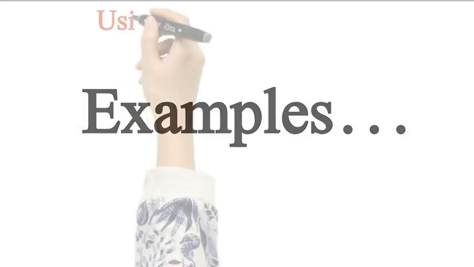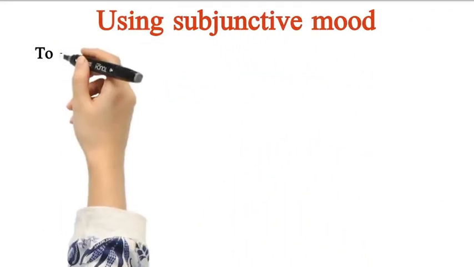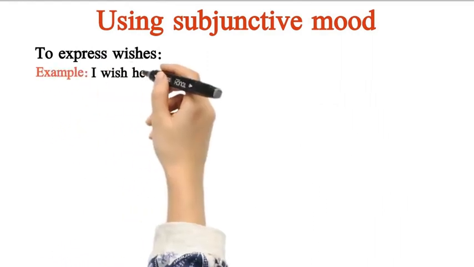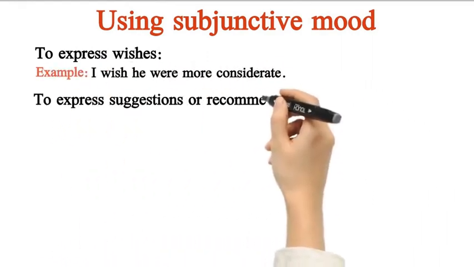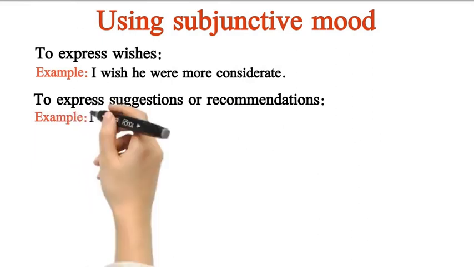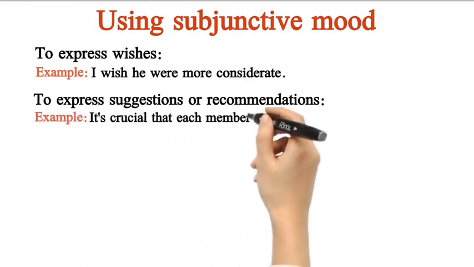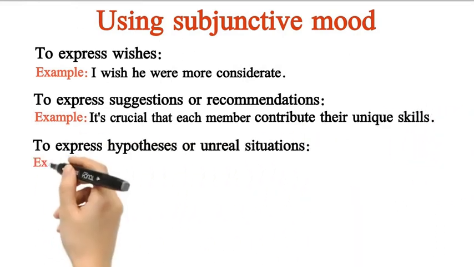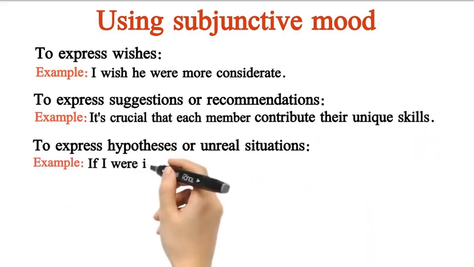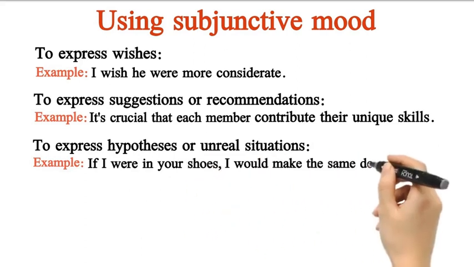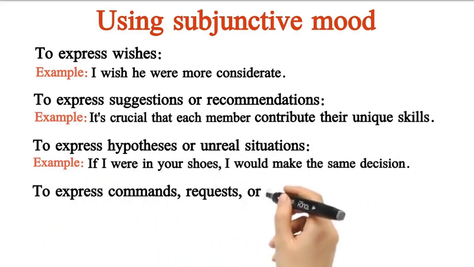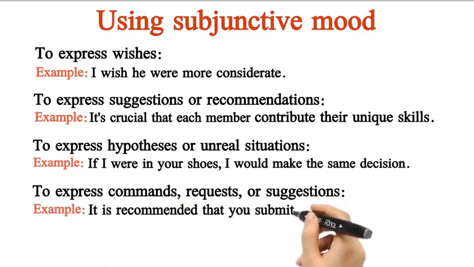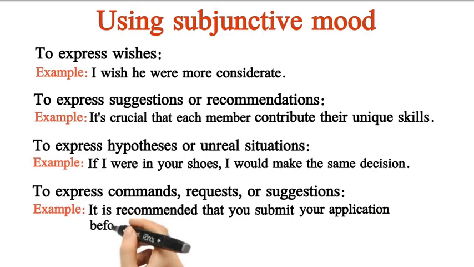Examples. Using subjunctive mood to express wishes. Example: I wish you were more considerate. To express suggestions or recommendations. Example: it's crucial that each member contribute their unique skills. To express hypotheses or unreal situations. Example: if I were in your shoes, I would make the same decision. To express commands, requests, or suggestions. Example: it is recommended that you submit your application before the deadline.